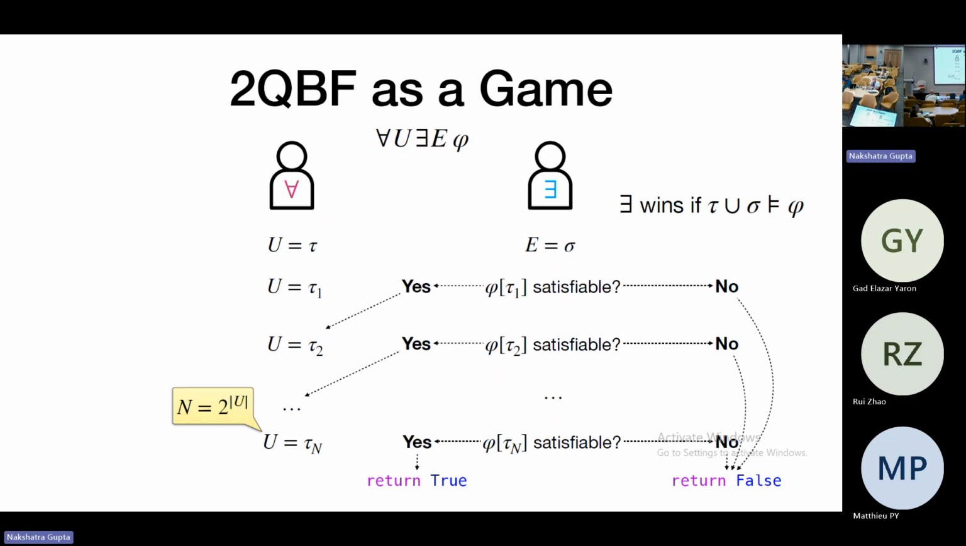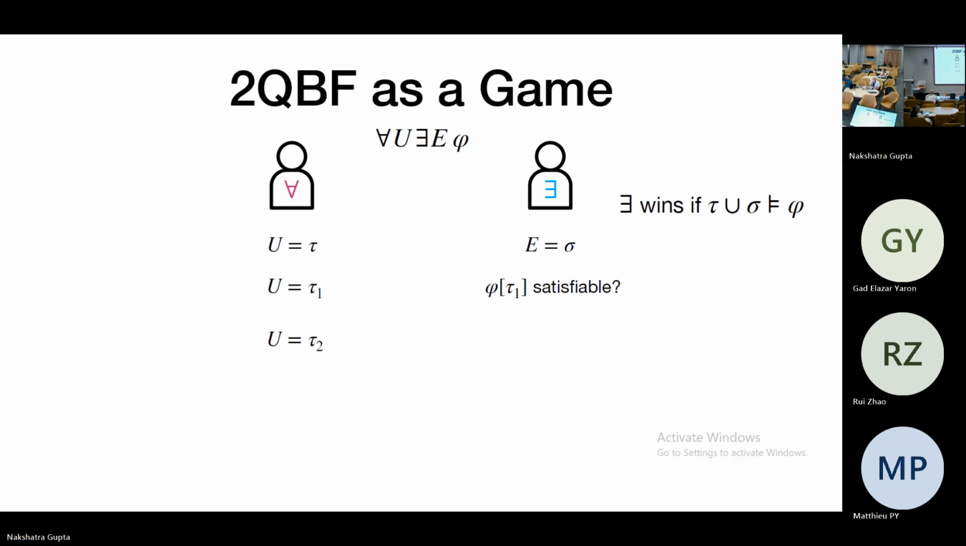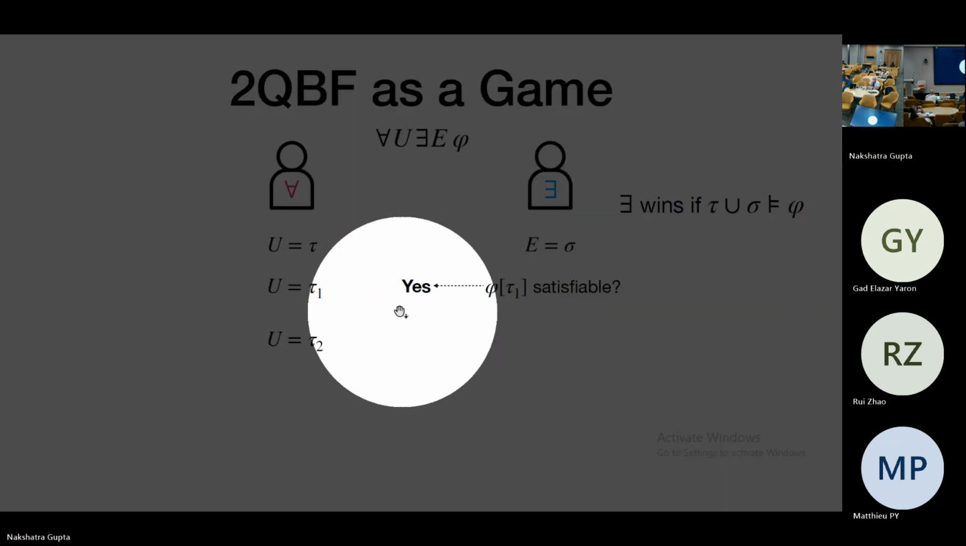And so what one can do instead is look at the first move played by the existential player to respond to tau 1. Right here as well, okay.